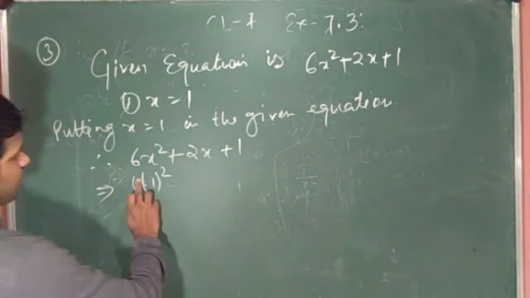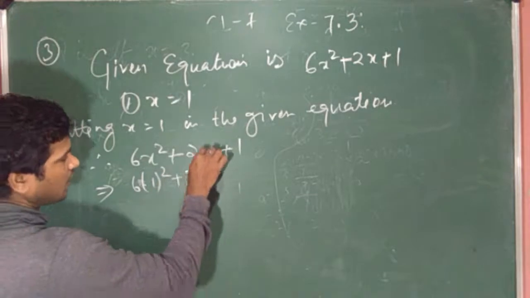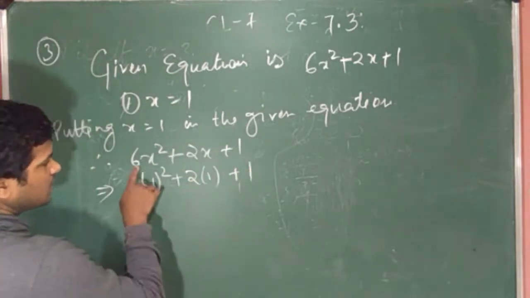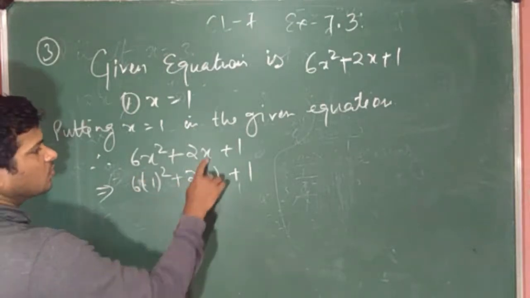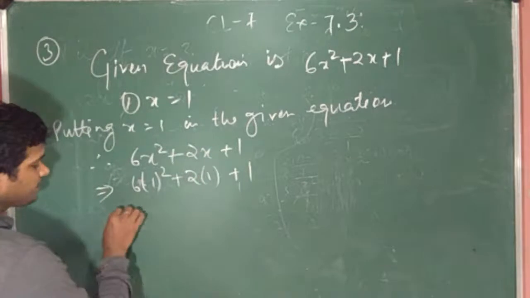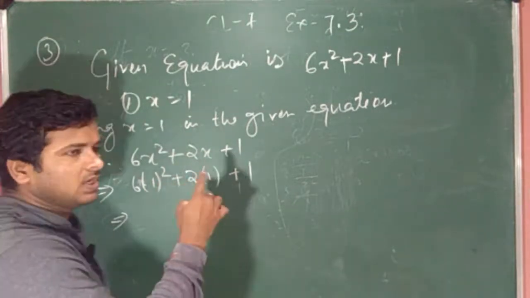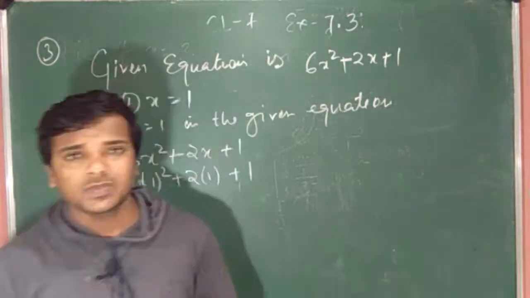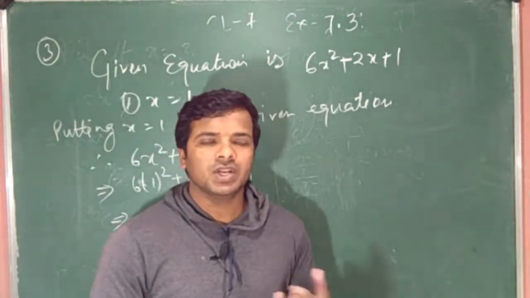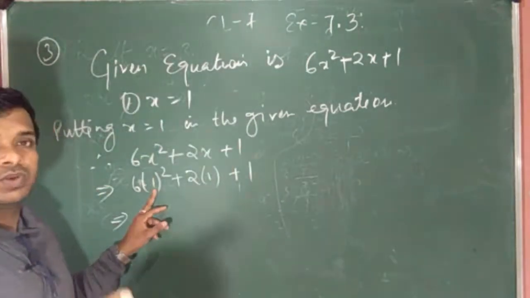So here 6 into 1, in place of x 1, plus 2 and again 1, so 1, plus 1. 6x, so x. 2, so 2. 1, x, so x. That means in place of x how much? 1. So we have here 1, so 1 square. So 1 square is how much? 1 square means 1 into 1. So 1 into 1 is 1.